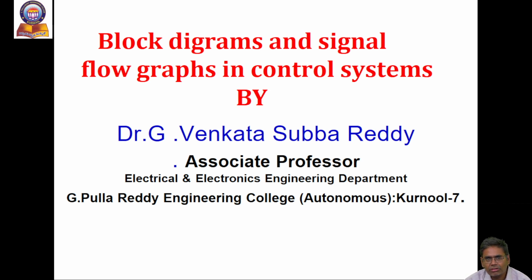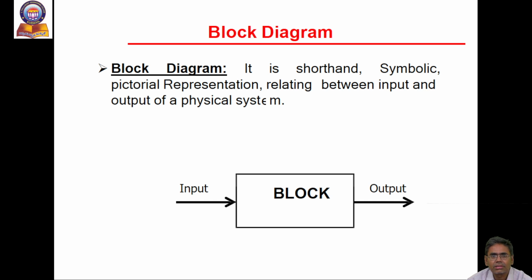Today we are going to discuss block diagrams and signal flow graphs in control systems. First of all, what is a block diagram? The entire system can be represented in a single block, that is known as a block diagram. A shorthand, symbolic or pictorial representation relating the input and output of a physical system is known as a block diagram. A block diagram has one input signal and one output signal.